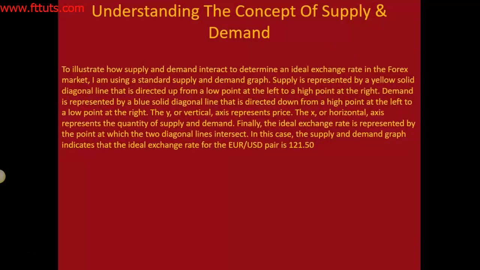So to illustrate how supply and demand interact to determine an ideal exchange rate in the Forex market, I'm using a standard supply and demand graph. Now I got this graph offline and I did some changes to it and made it my own because basically I see things a little bit different, so I wanted to show you something based off of a graph. So supply is represented by a yellow solid diagonal line that is directed up from a low point at the left to a high point at the right, and the demand is represented by a blue solid diagonal line that is directed down from a high point at the left to a low point at the right.